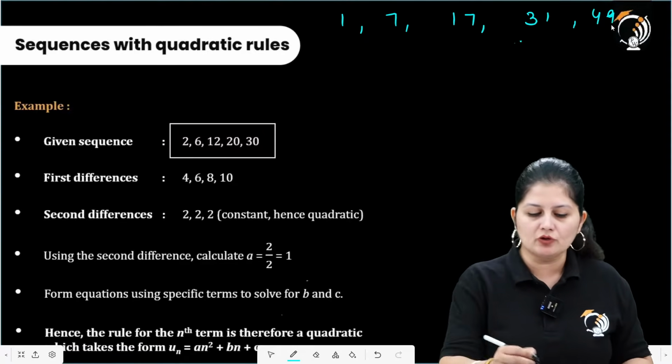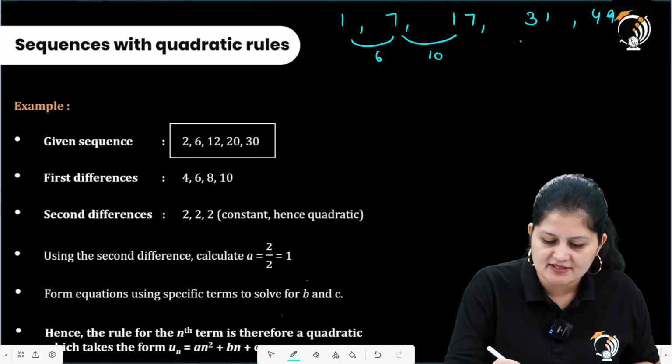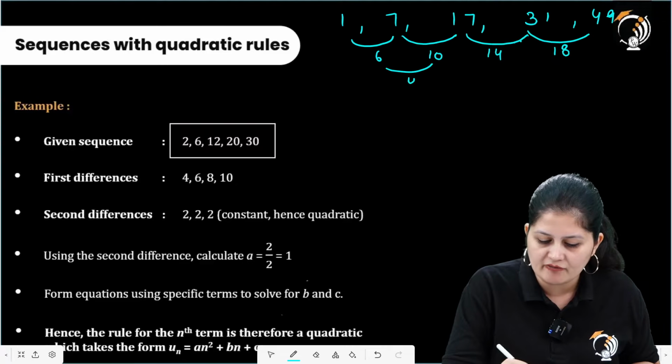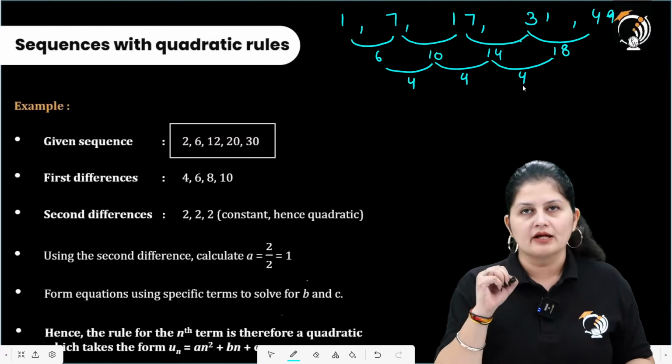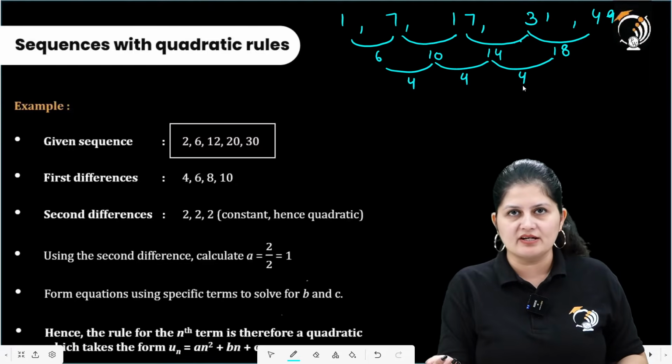If I talk about the common difference here, what we can see is 6, then 10, then the common difference 14, and then the common difference 18. Further, the second difference is 4, the second difference is 4, the second difference is 4. Clearly, this is a quadratic sequence that we can see here.